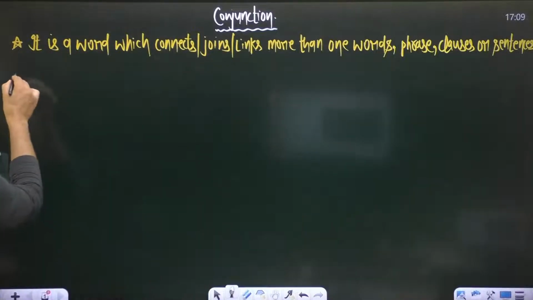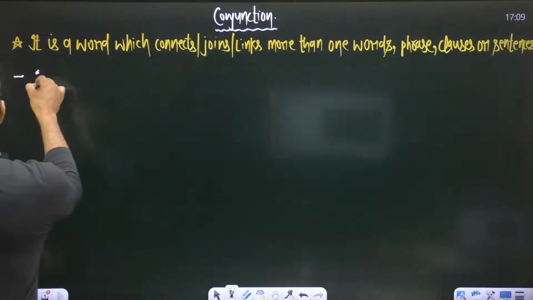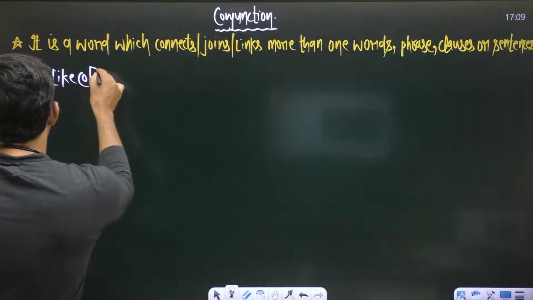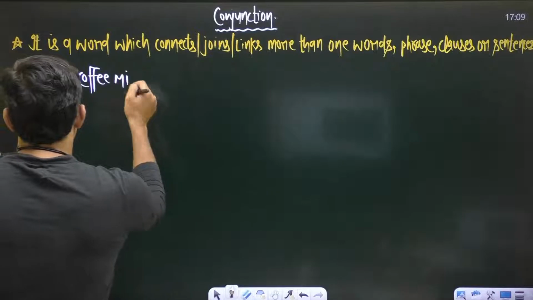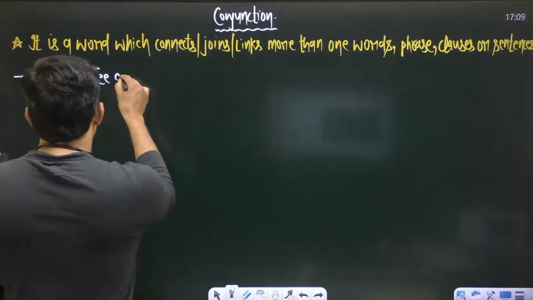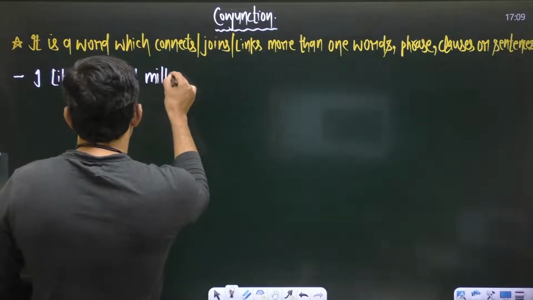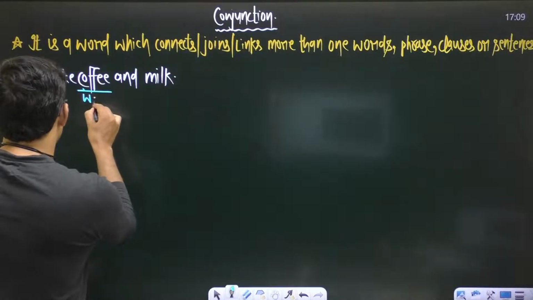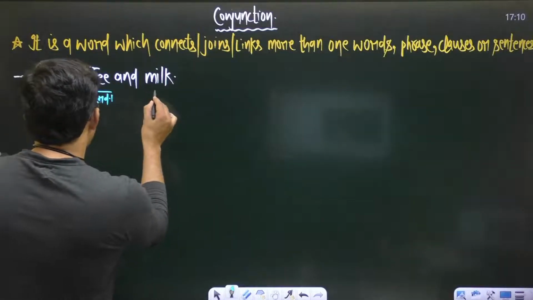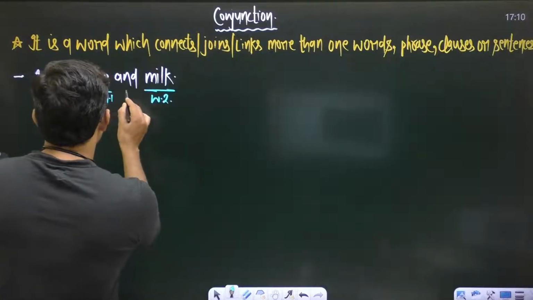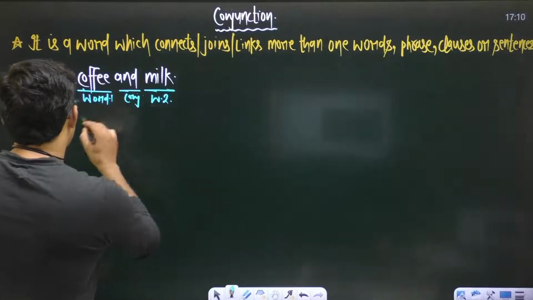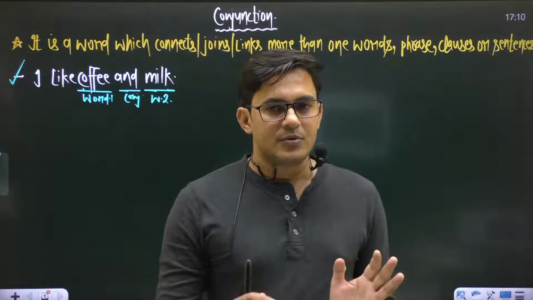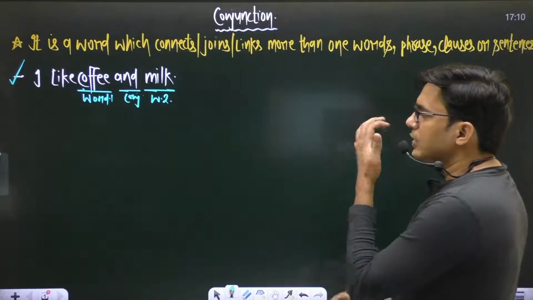Okay, you have a sentence: I like coffee and milk. In this sentence, you know very well the word coffee is a noun. This one is the first word, and the word milk is the second word, and the word and is a conjunction and it connects more than one. It can be 2, it can be 20, 200, whatever. It is going to connect two different words.